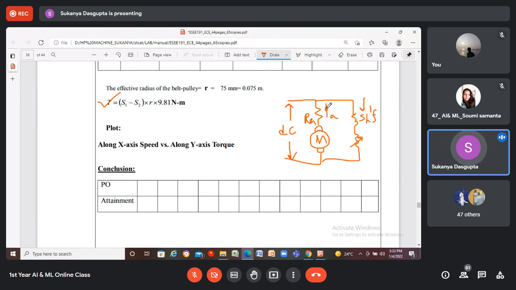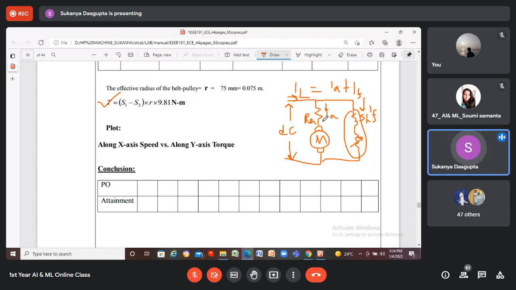IA is the armature current flowing through the armature resistance. And what is the total current? Total supplied DC current, that is IL. So this IL is equal to the sum of IA plus I field, right? Because these two branches are parallel in nature. This is your shunt field winding, and it is just in parallel with the armature terminals because it's a shunt motor, right?